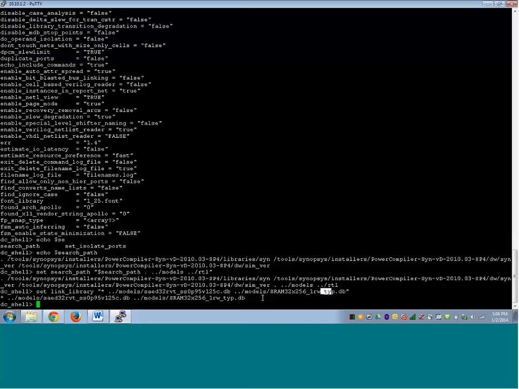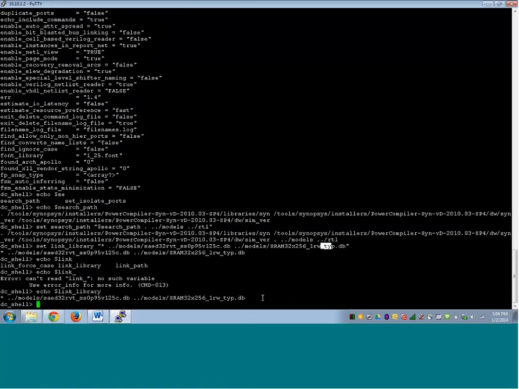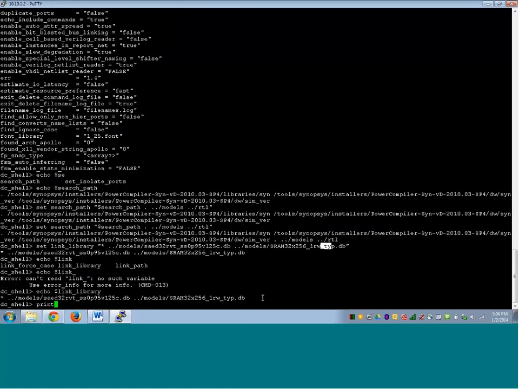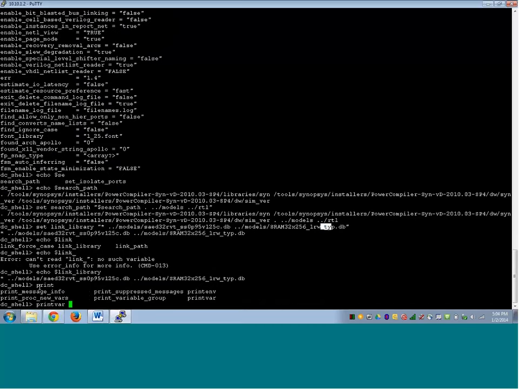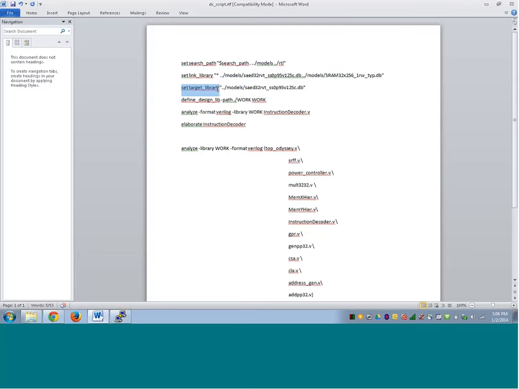Now I set the link library. To know what the link library is set to, I can do an echo dollar link library, or I could even do a print var on this. So this tells me that link library is set to this. Then next I set the target library.